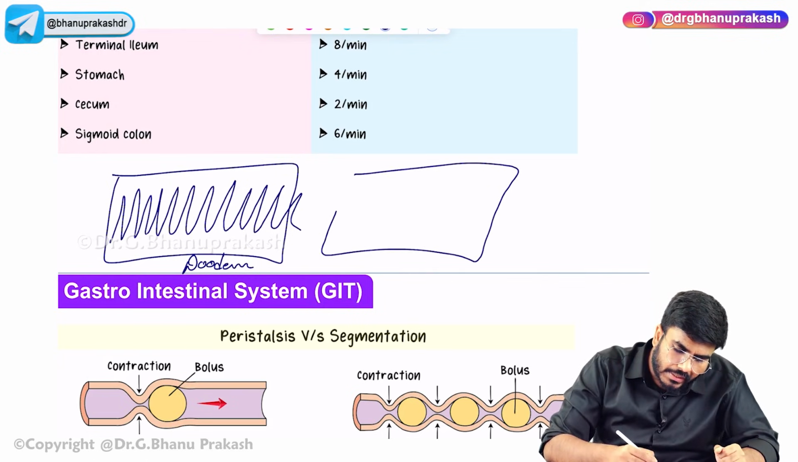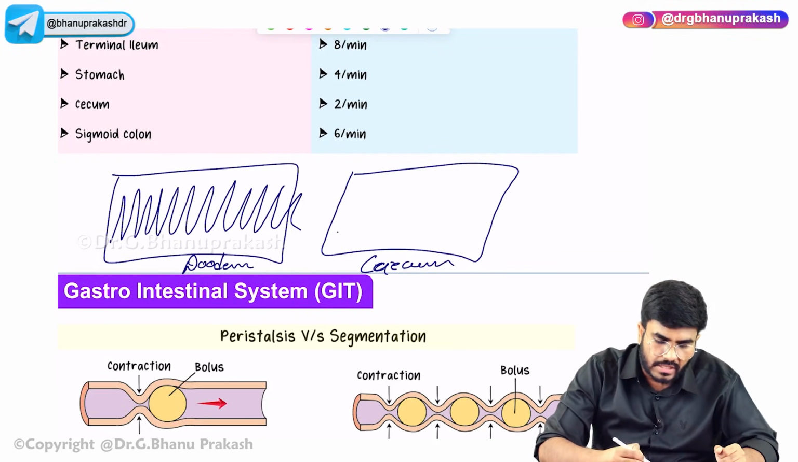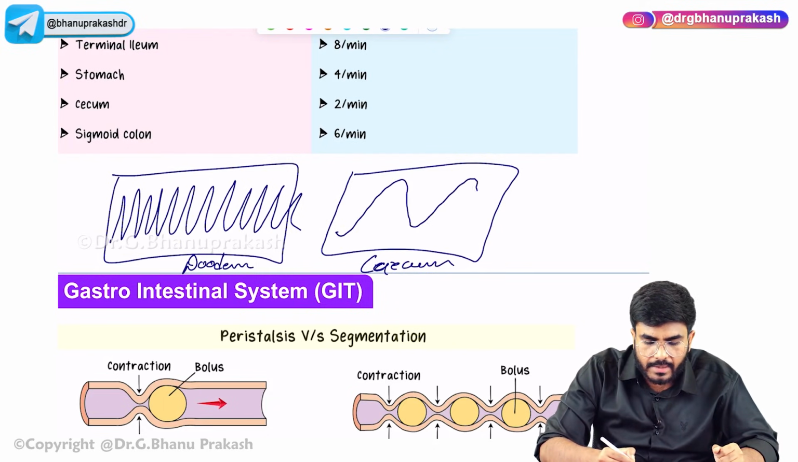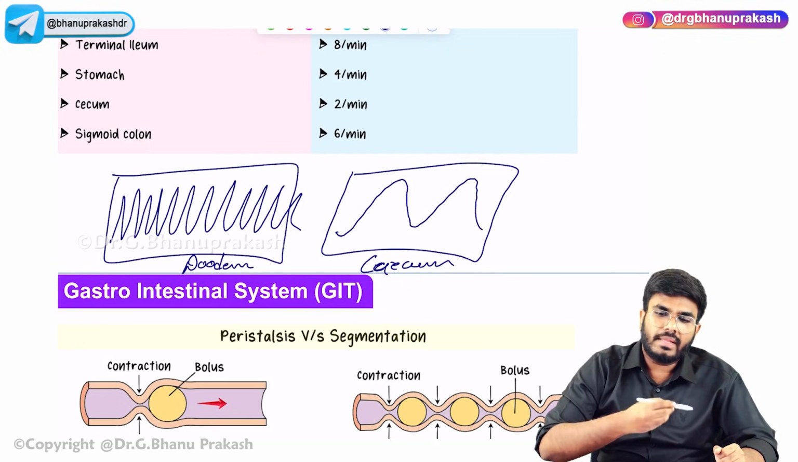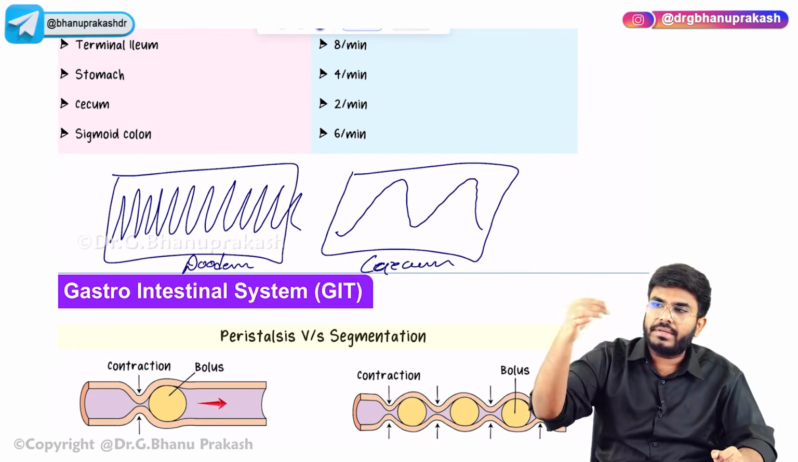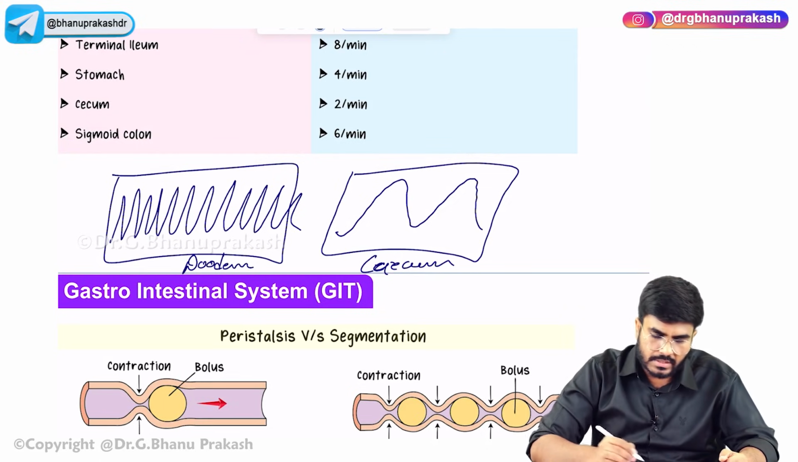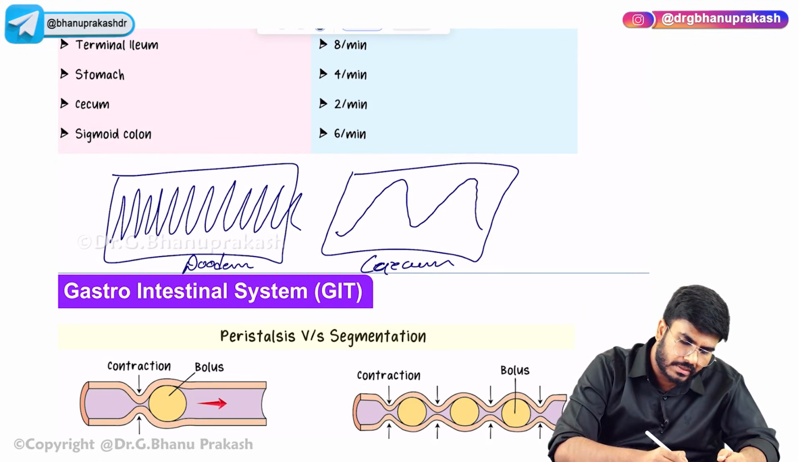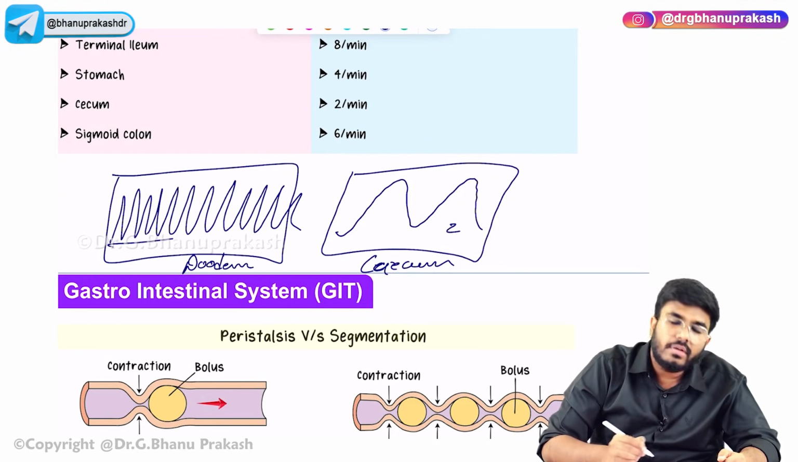If you look at the cecal interstitial cell of Kajal, the basal electrical rhythm is very less. The number of times the electrical voltage fluctuates in a minute is very less, only 2 times here. Here more times, 12 times.